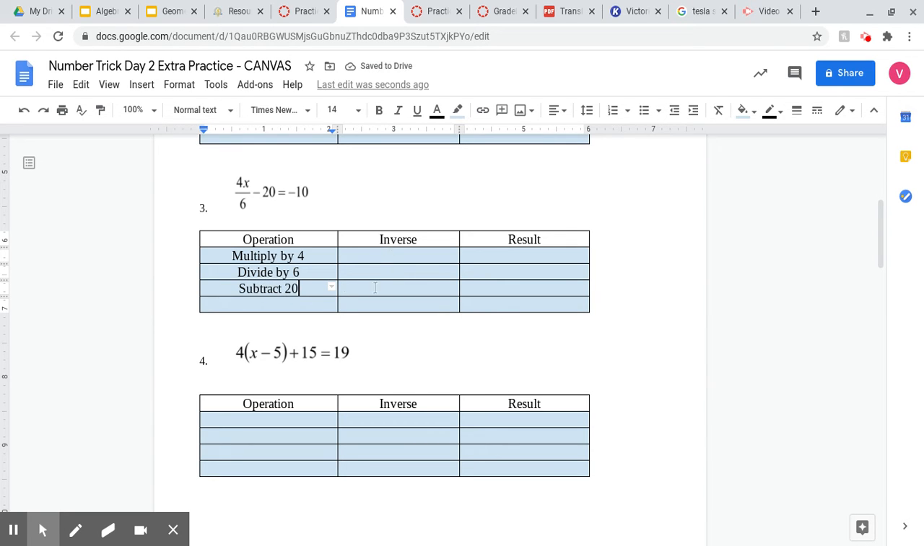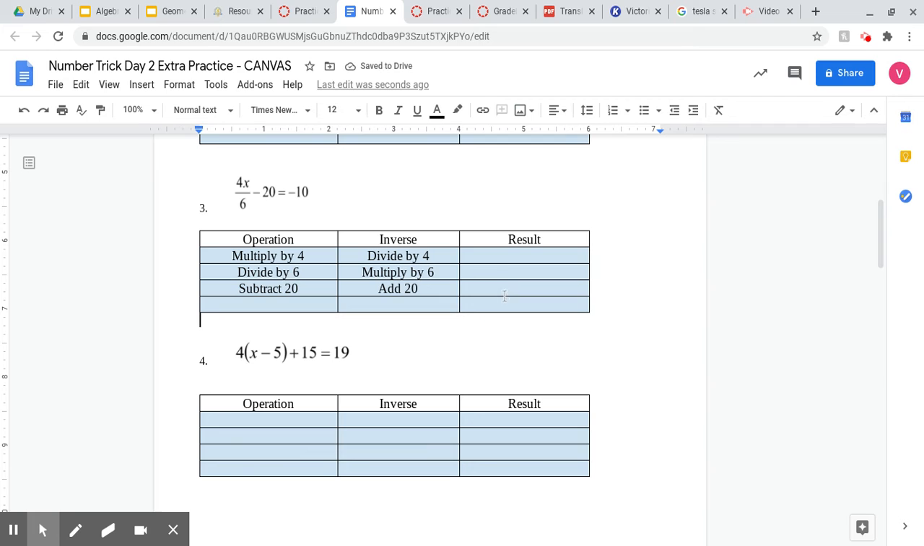For the inverse column, remember, you're just going to do the opposite or the inverse of whatever the steps were. So this operation part only refers to the original expression. We're not worried about the equal sign or the answer yet. We're just worried about the expression. Okay, let's go to the inverse, subtract 20. The inverse of subtract 20 is add 20. The inverse or opposite of divide by 6 is multiply by 6. The inverse of multiply by 4 is divide by 4.